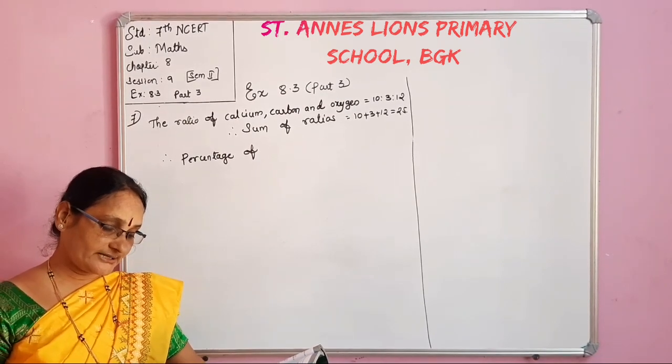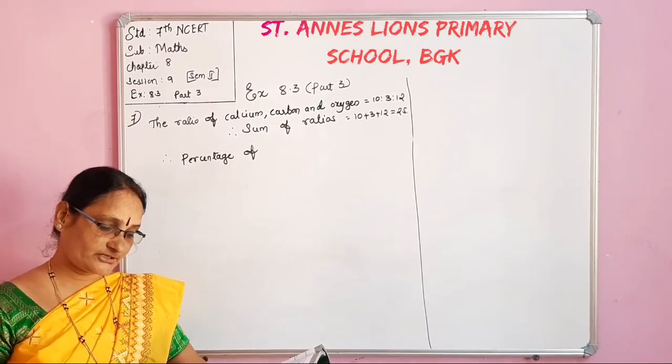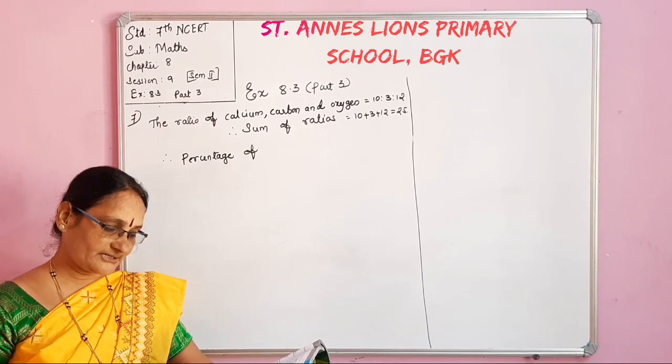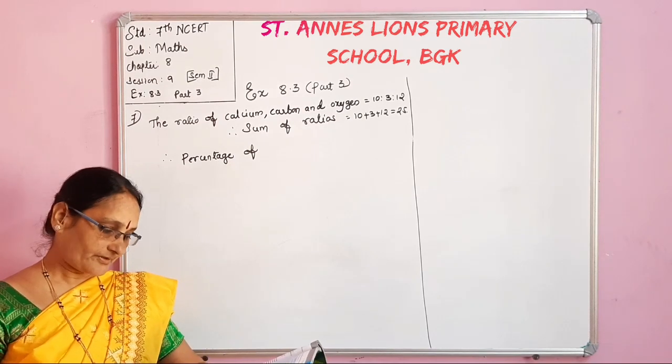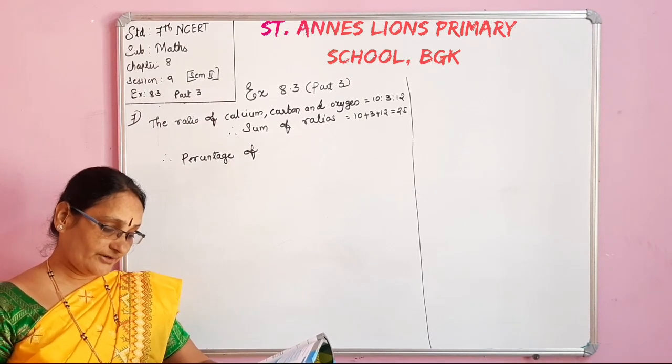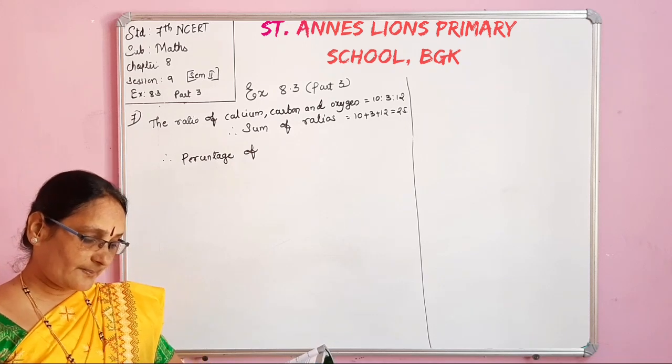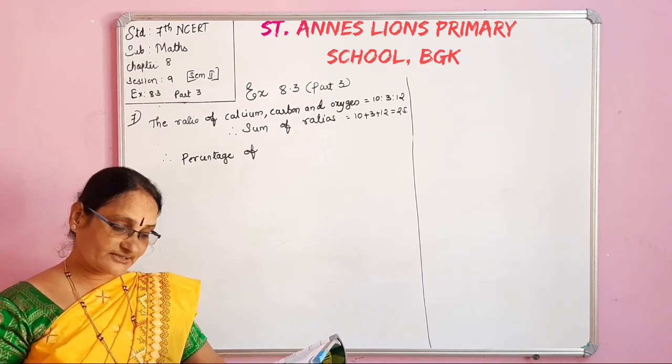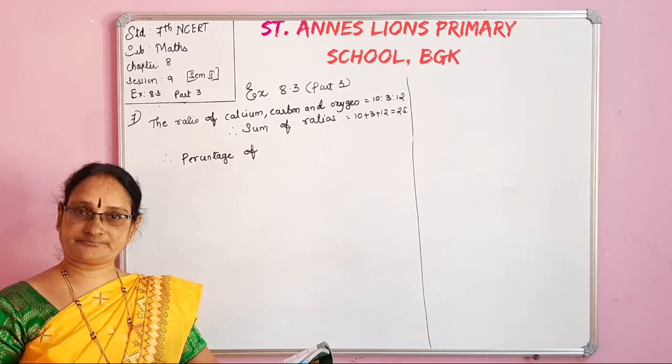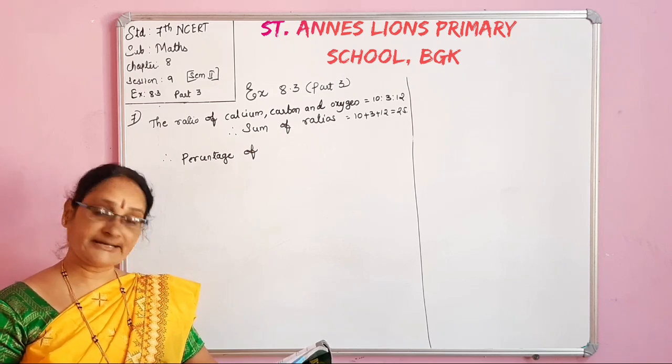Chalk contains calcium, carbon and oxygen in the ratio 10:3:12. Find the percentage of carbon in chalk. And the second question in this, if in a stick of chalk, carbon is 3 gram, what is the weight of the chalk stick? Okay. Now we will understand the problem.